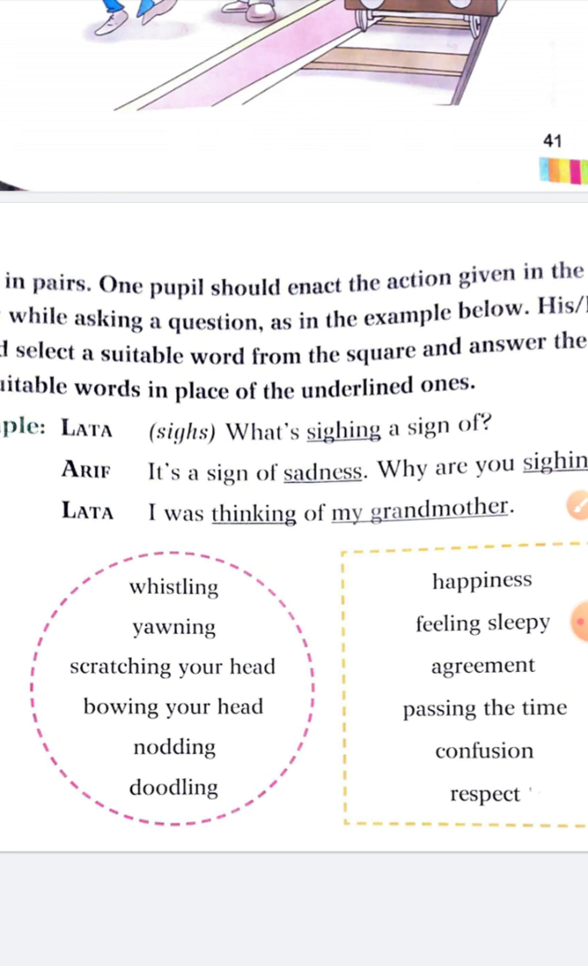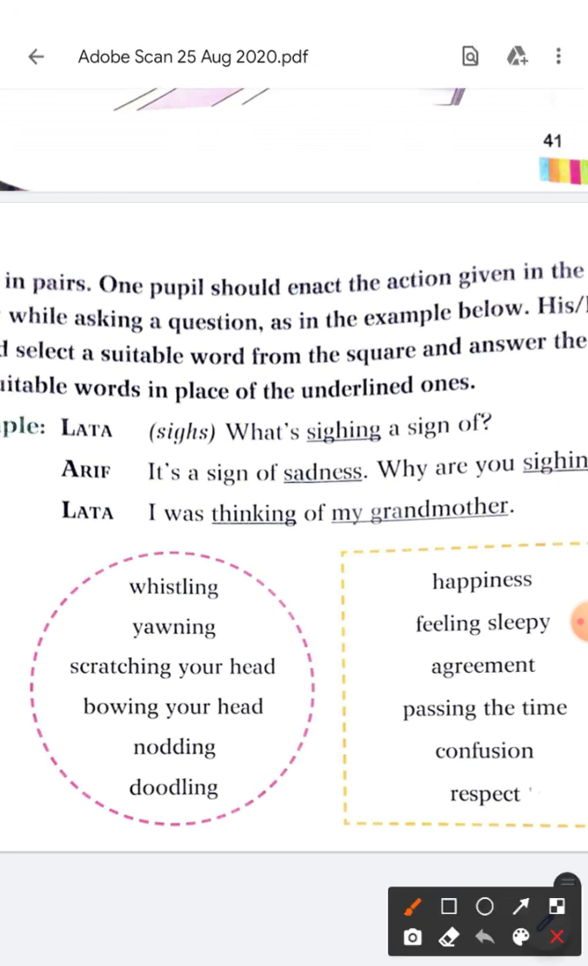Now we have to use all these 6 verbs and find their meanings. ये worksheet में है answers है ना? You don't worry, just try to understand. Lata saying, what's whistling a sign of? ये जो underlined words है ना, we have to replace them with the verbs given in the circle. Suppose I say, what's whistling a sign of? Instead of sighing, it will be whistling. So Arif saying, whistling is a sign of happiness. When we are happy, we whistle.